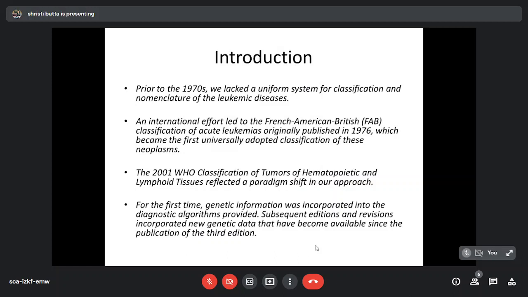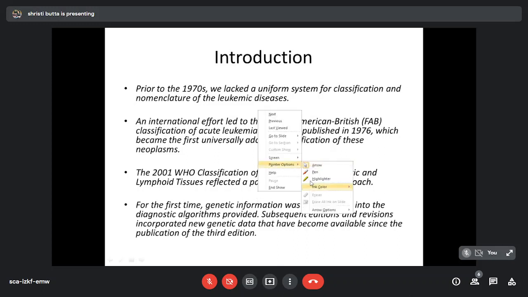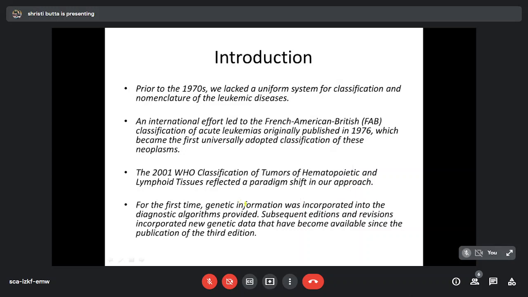Clonal myeloid neoplasms, prior to the 1970s, lacked a uniform system for classification and nomenclature. It was the French, American, and British who, in 1976, came first with the FAB classification. Since then, there have been several classifications, of which the 2001 WHO classification of tumors of hematopoietic and lymphoid tissues reflected a paradigm shift in our approach to the diagnosis of myeloid neoplasms. A greater effort was given to the genetic information of the myeloid neoplasms.